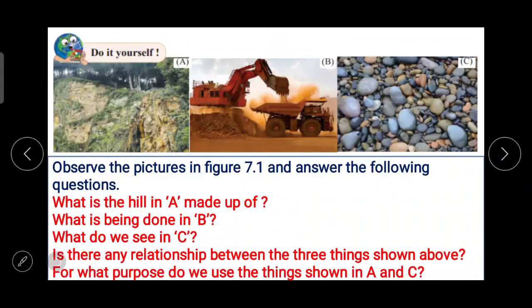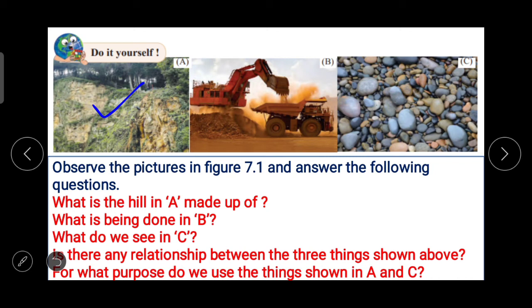So here in our textbook, this figure 7.1 is given, and on the basis of this image, by observing this figure, you have to answer the questions which are given. So the first question: what is the hill in A made up of? Now here, this one A in the figure 7.1, you have to answer this question. What is the hill in A made up of? जो A में hill दिख रहा है वो किससे बना हुआ है?